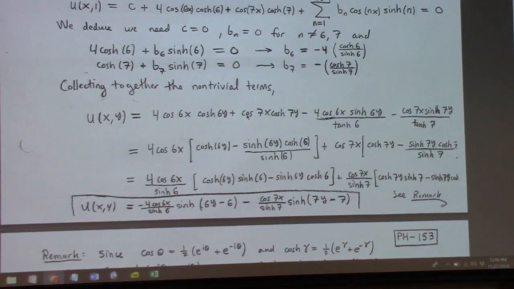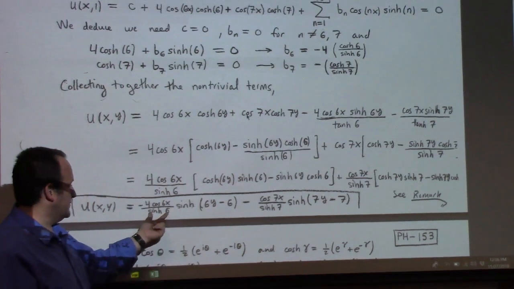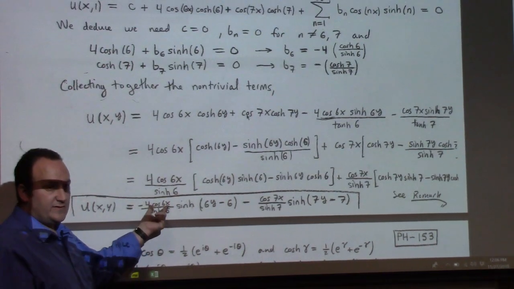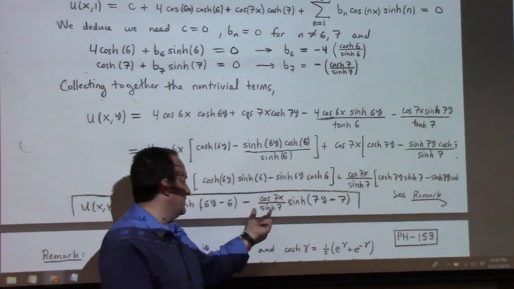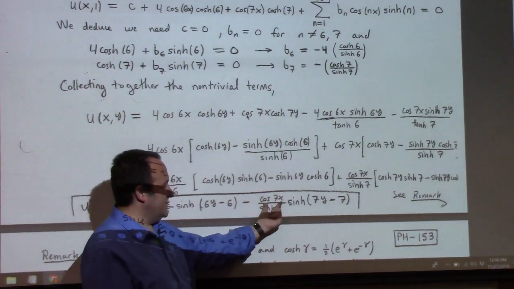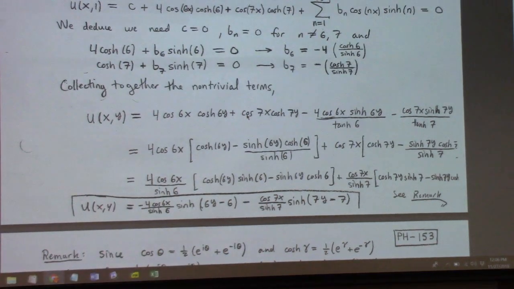On the other hand, if I put y equals 0, oh man, I've erased it. I wrote them up here. On the other hand, if we put y equals 0, what happens with these? We get sinh of minus 6, right? So that sinh of minus 6 cancels with the minus sinh 6 out here and just leaves you the 4 cosine 6x. And here, when we put y equals 0, we get sinh of minus 7, which cancels this minus sinh of 7 and leaves me the cosine 7x, which is exactly the voltage function that was given on the lower boundary of the rectangle. So you can see that the answer checks.